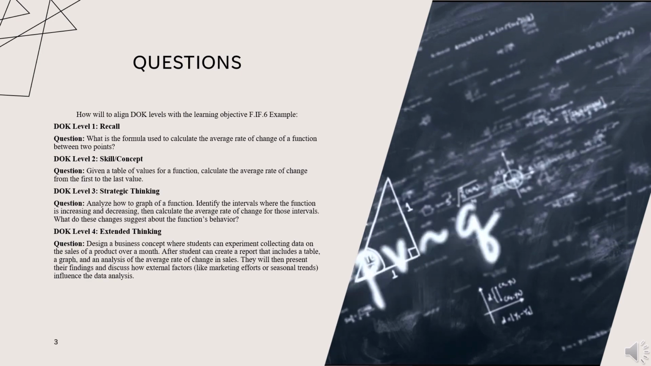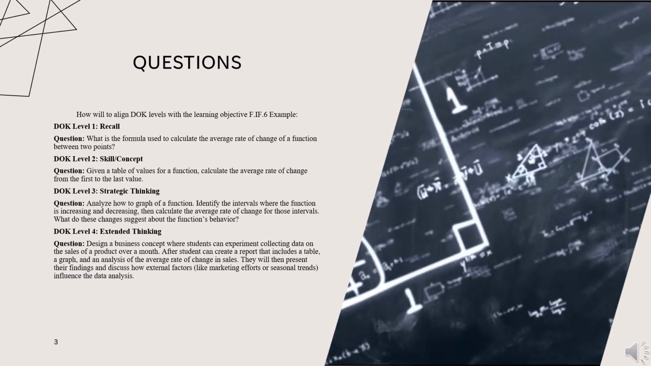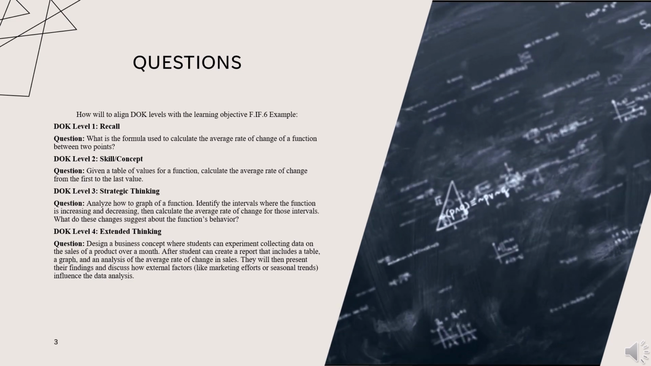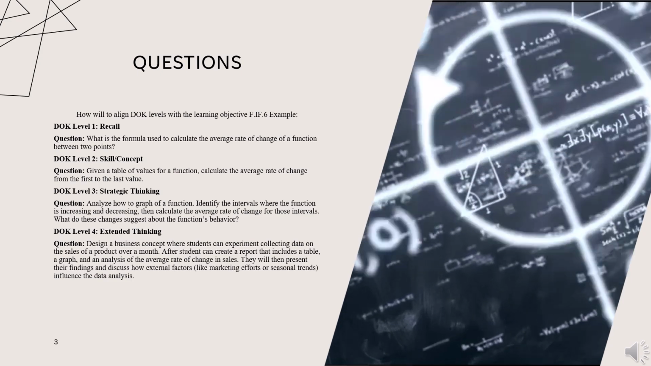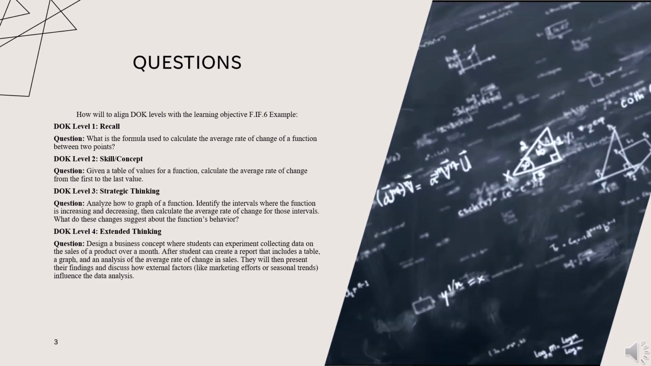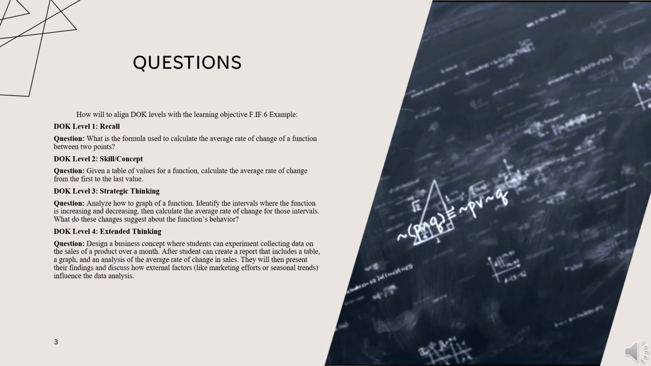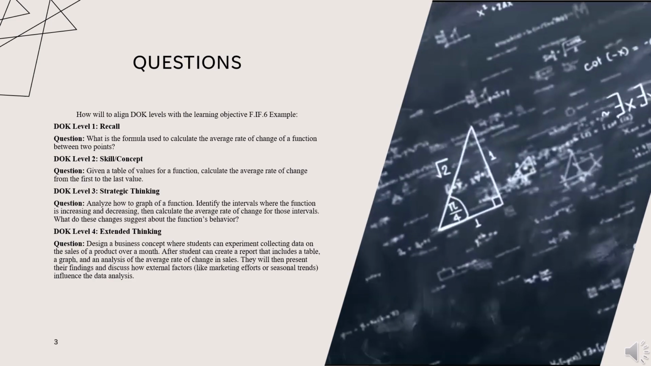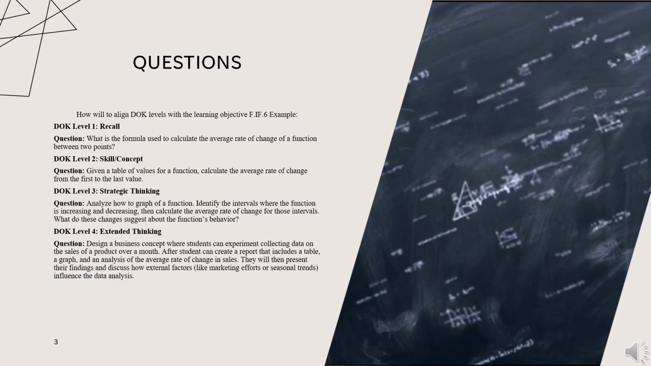Next, we would move on to DOK level 2, where students learn to calculate the average rate of change from the table of values. This provides opportunities to identify areas of confusion and prompts discussion about different calculation methods. Then we can lead students into DOK level 3, where they will analyze graphs to determine increasing and decreasing intervals, testing higher order of thinking, and encouraging dialogue about function behavior.